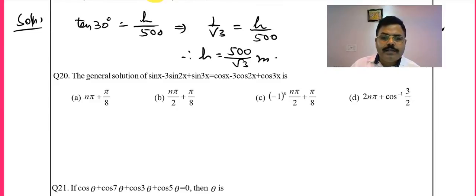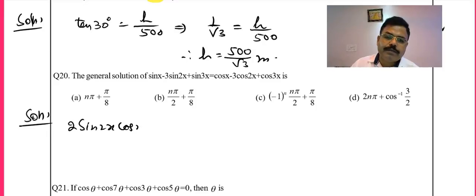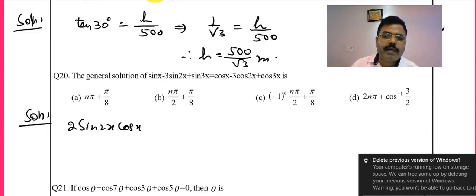try to understand this. Sin x, sin 3x. If I write the solution of this question, then I can write sin 3x plus sin x is equal to 2 sin 2x cos x plus sin 2x minus 3 sin 2x. This is what is given here. I have taken this one.